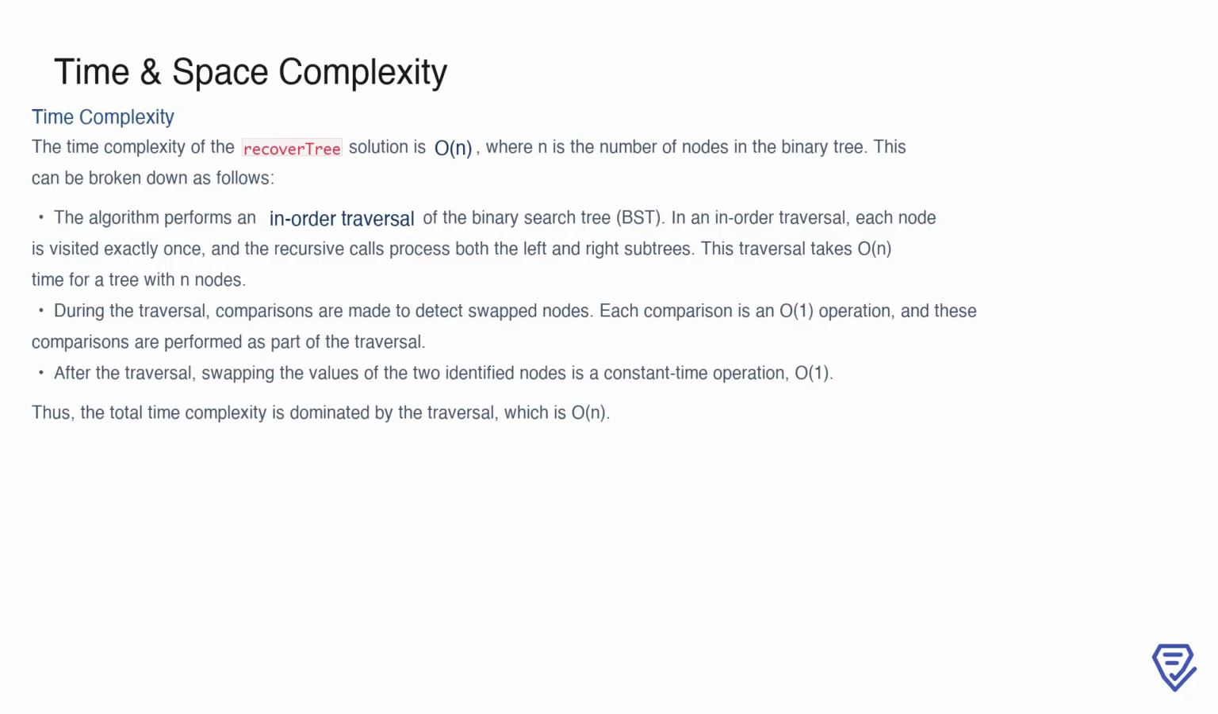This is primarily due to the in-order traversal of the BST. In an in-order traversal, we visit each node exactly once, and the recursive calls ensure that both the left and right subtrees are processed. This traversal accounts for the O(n) time complexity. During the traversal, comparisons are made to detect the swapped nodes, and each comparison is an O(1) operation. Since these comparisons are part of the traversal, they do not add any additional overhead. After identifying the swapped nodes, their values are swapped in constant time, which is an O(1) operation. Therefore, the traversal step dominates the overall time complexity, making it O(n).